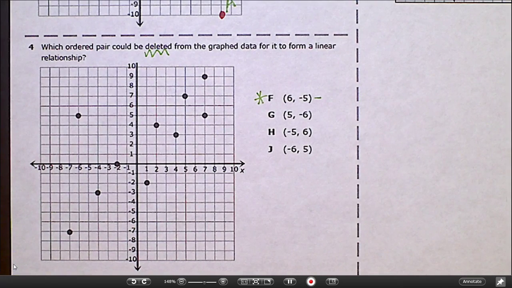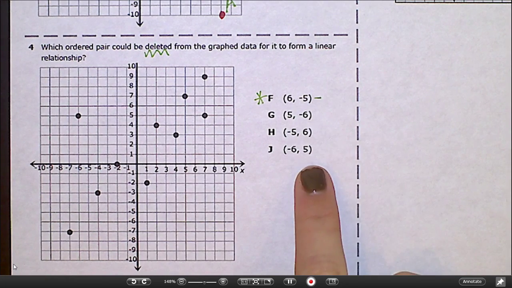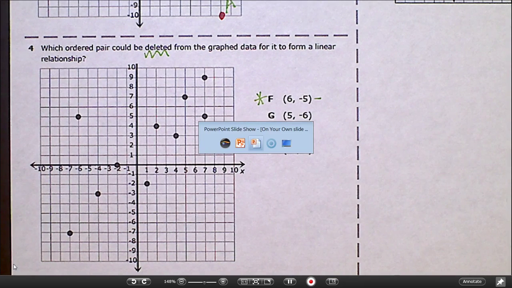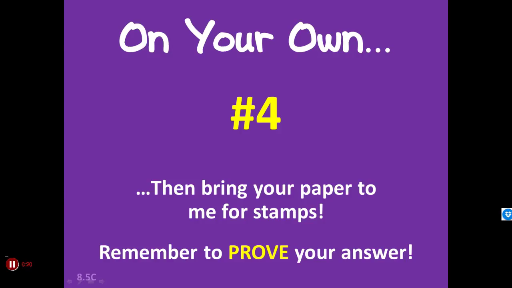Now, I want you to be really careful on number 4 because it says which ordered pair could be deleted from the graph data for it to form a linear relationship. So I need you to make sure that you're checking that whenever you're doing number 4. So now, if you'll go ahead and do number 4 on your own, as soon as you're finished with number 4, go ahead and bring it to me for a stamp. Make sure that you're proving your work, proving your answer, and then you will be all finished.